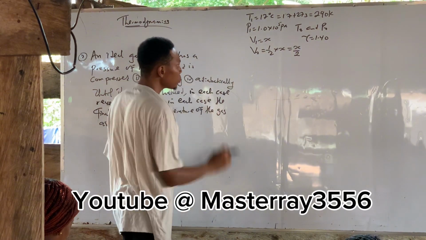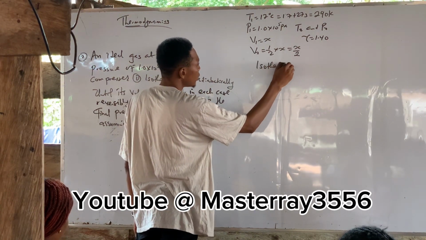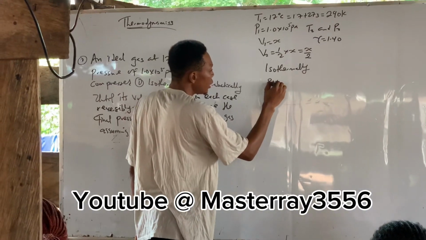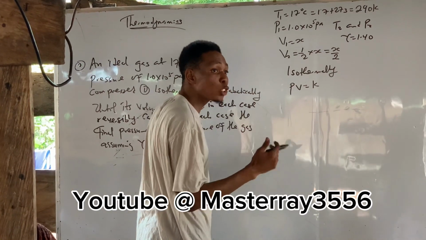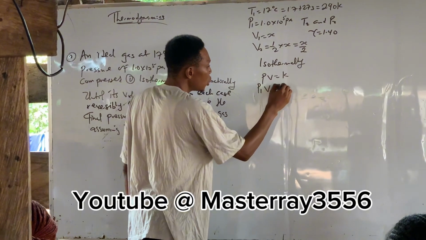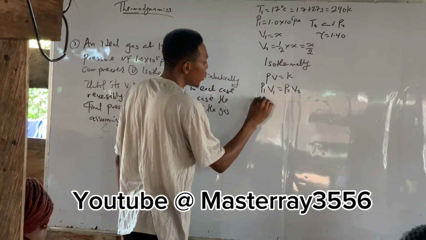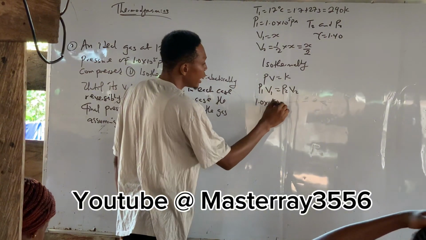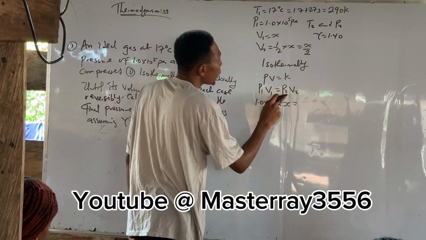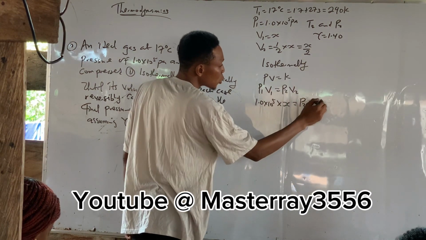All right. Now, first of all is isothermal. So to get our pressure, PV equals K. Don't forget, I told you isothermal has nothing to do with gamma, is it not? That is P1 V1 equals P2 V2. So what's our P1? 1.0 times 10 raised to the power 5. Times V1, which is X, equals P2, which is unknown, that's what we are looking for, right? Times V2, which is X over 2.